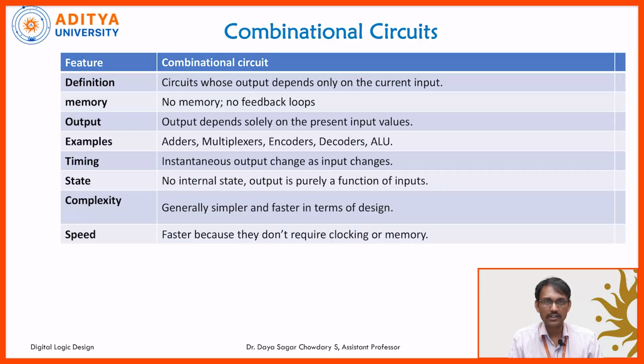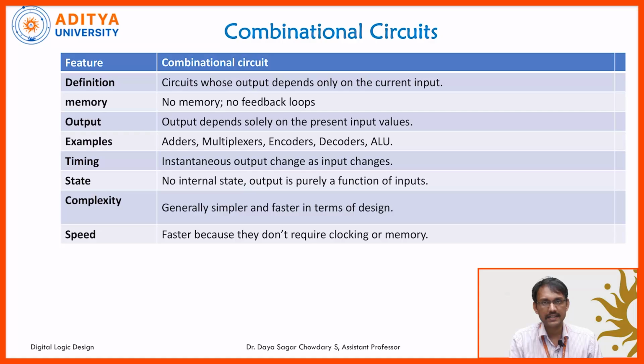So this is the combinational circuit. What are the features, and what circuits are used inside it? This is the definition: circuits whose output depends only on the current input. We apply the current input and take the output at present. That means the output doesn't depend on past inputs. On memory: there is no memory, so no feedback loops are there. That is why no memory is included.